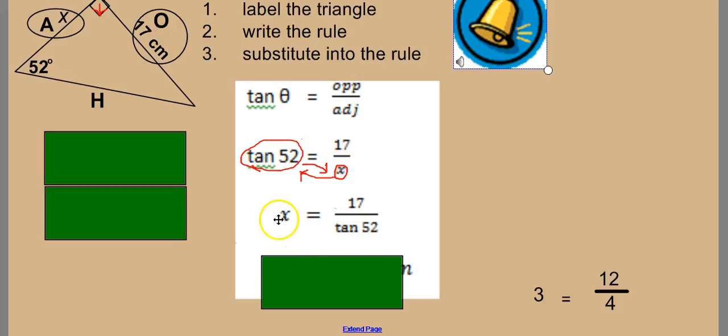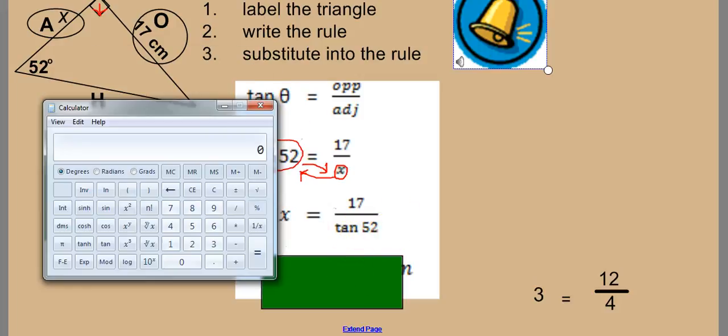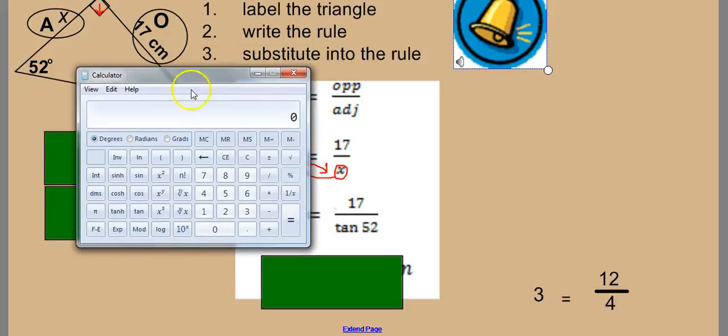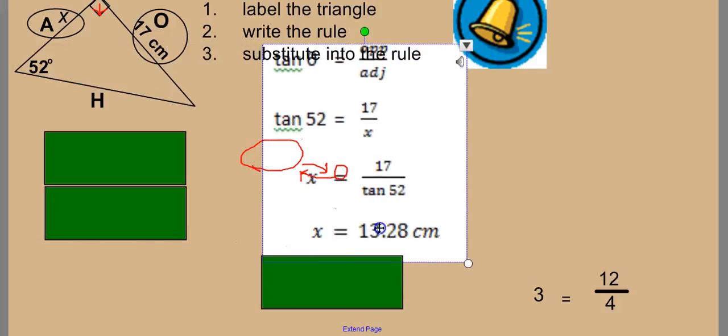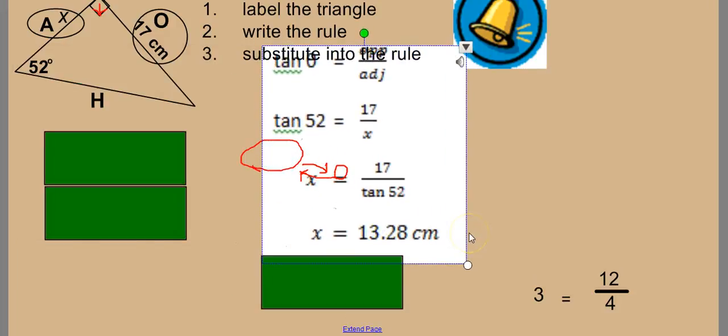So my next line is x is equal to 17 divided by tan 52, and if I put that into my calculator, now remember my calculator, it's almost as old as I am, really ancient. So I've got to do 17 divided by, now remember my calculator goes backwards, 52 tan, but I can see that it's done the correct thing up here, and then press equals, and I get the answer 13.28. So let's go through that again.